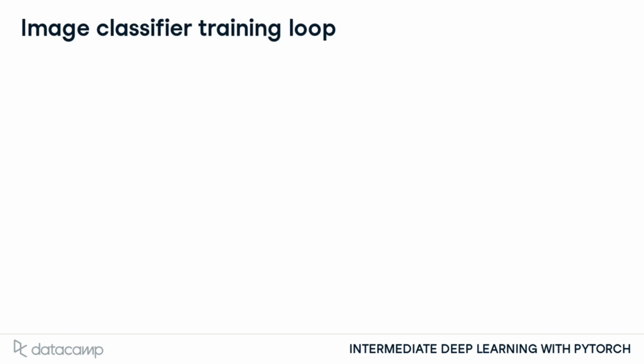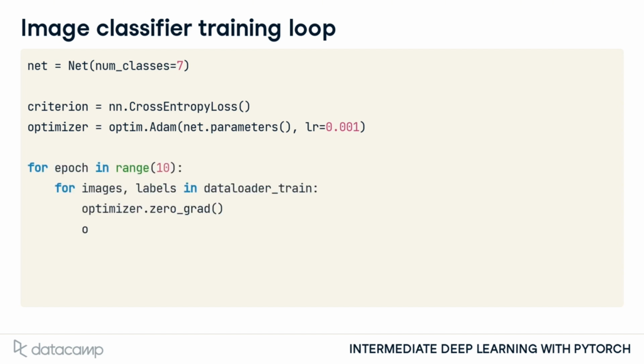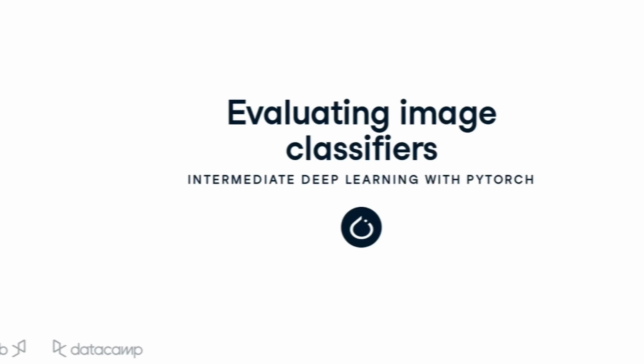Except for the new loss function, the training loop looks the same as before. We instantiate the model we have built with 7 classes and set up the cross-entropy loss and the Adam optimizer. Then we iterate over the epochs and training batches and perform the usual sequence of steps for each batch.